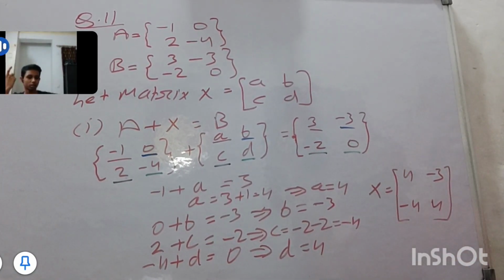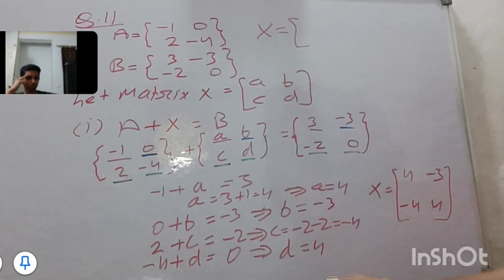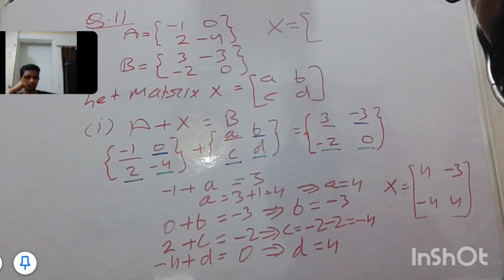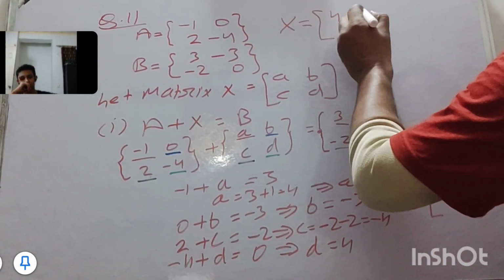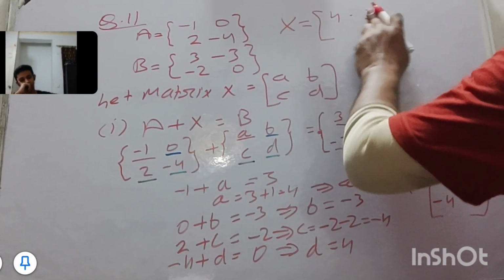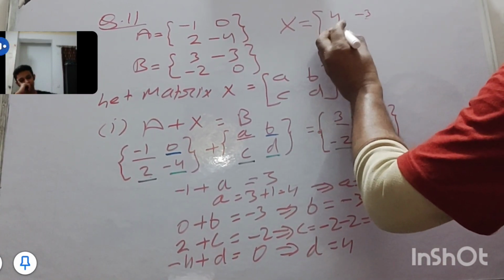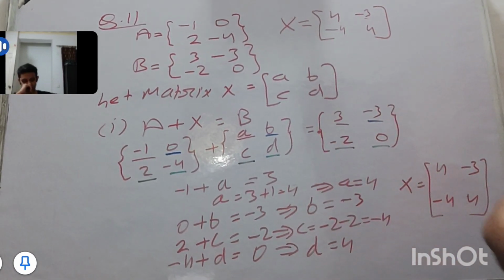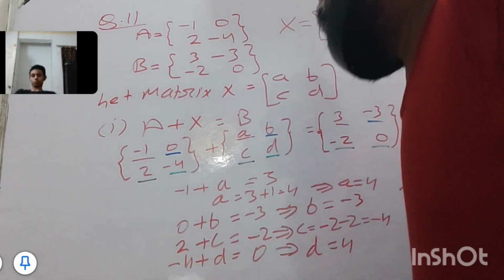So this is the matrix X. We can write here A is equal to 4, -3, -4 and 4. So matrix X is equal to 4, -3, -4 and 4.